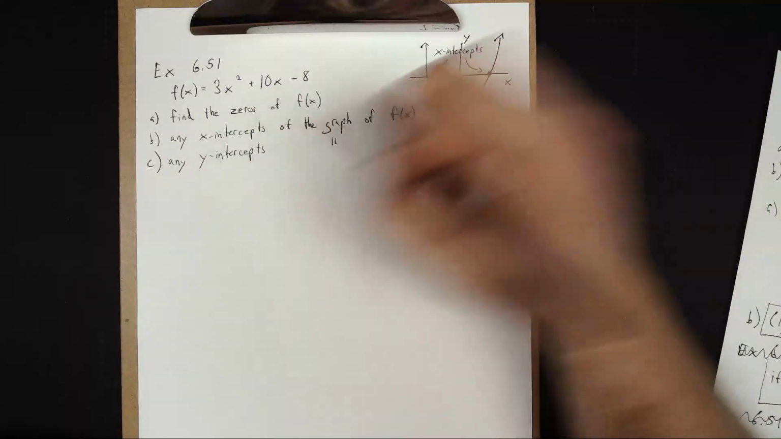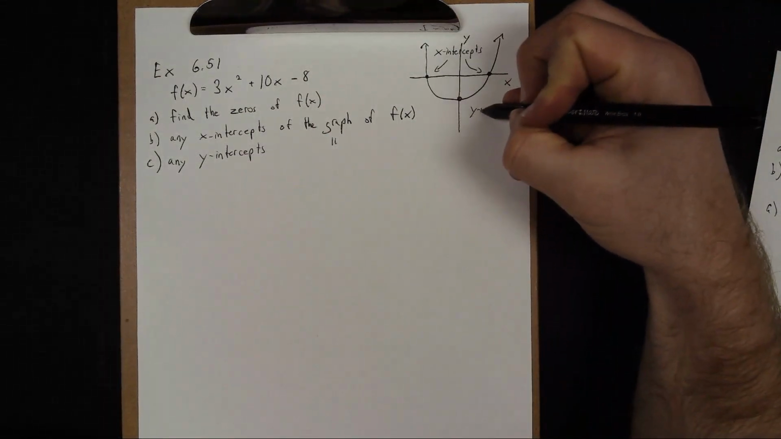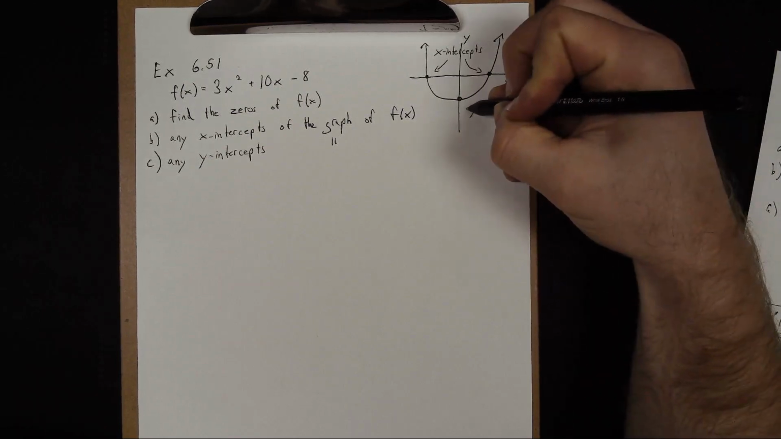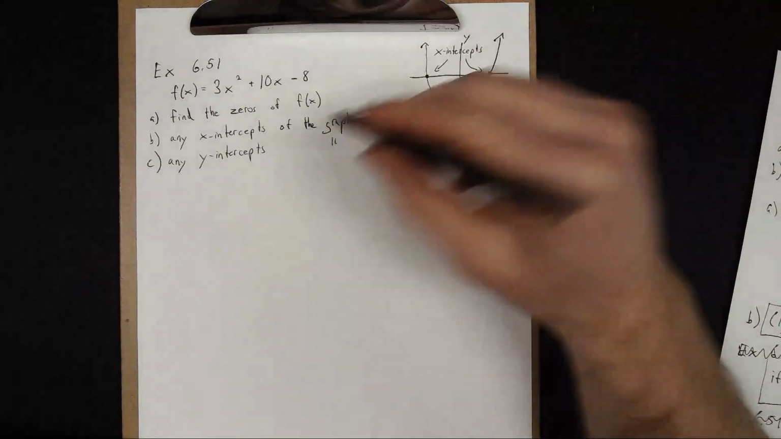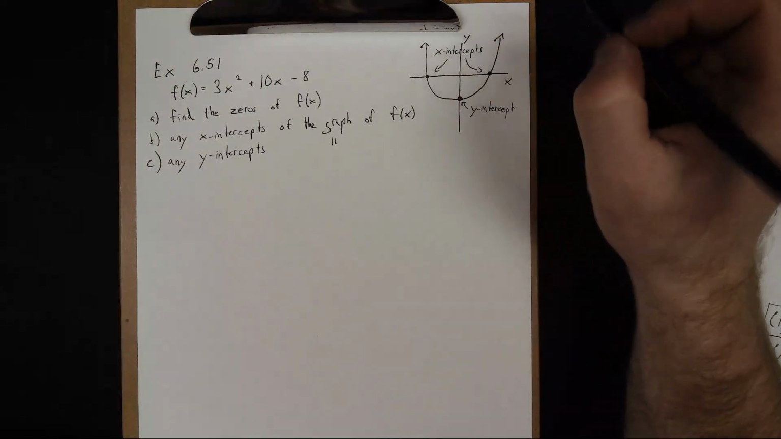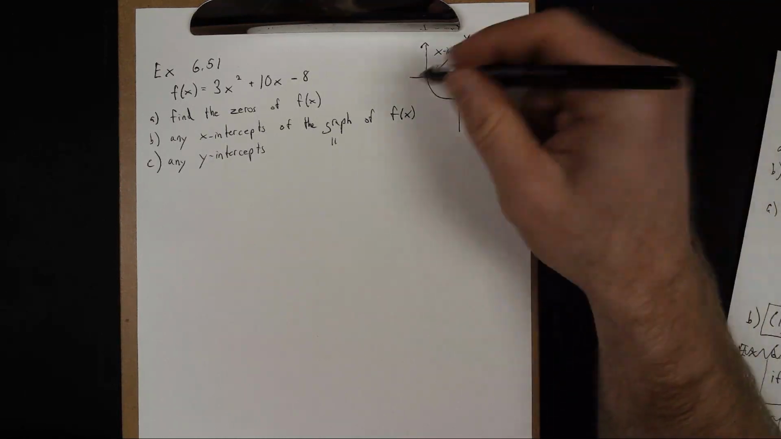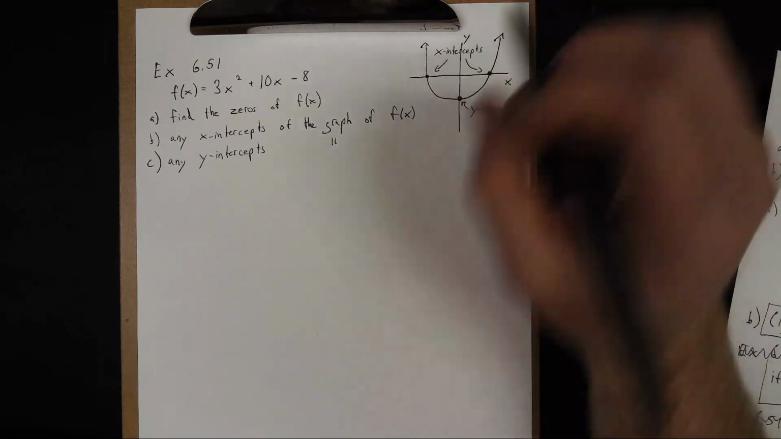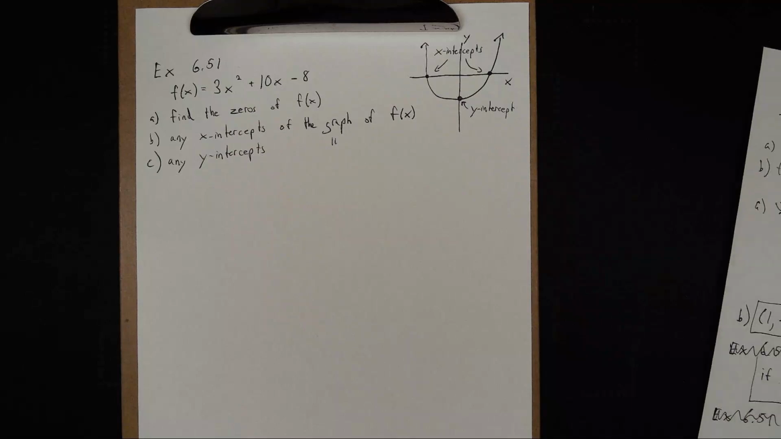All right, how about y-intercepts? We only have one. Okay, and every function only has one y-intercept. You can have more than 1 or 2 or 3 x-intercepts, but you can only have one y-intercept for a function.